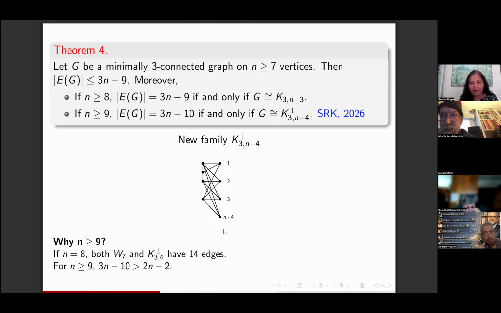So the new family is this. Why are we doing n greater than or equal to 9? Just to avoid the wheel that always gets in the way, right? So the fact that you're starting with n greater than or equal to 8 and n greater than or equal to 9 is trivial.